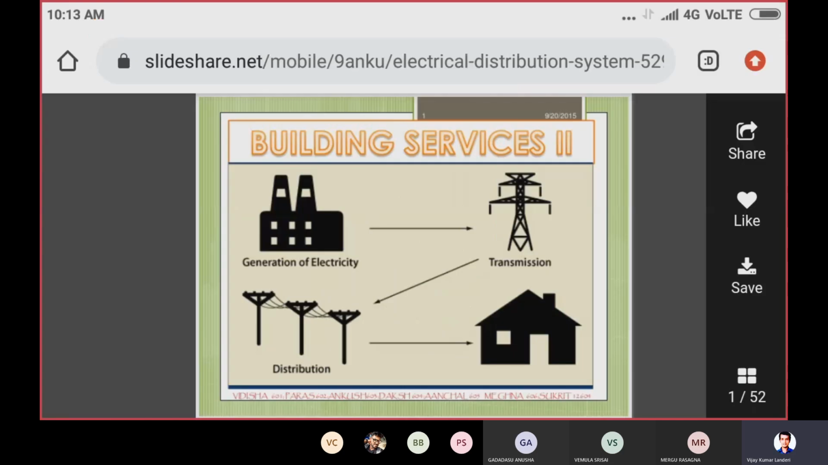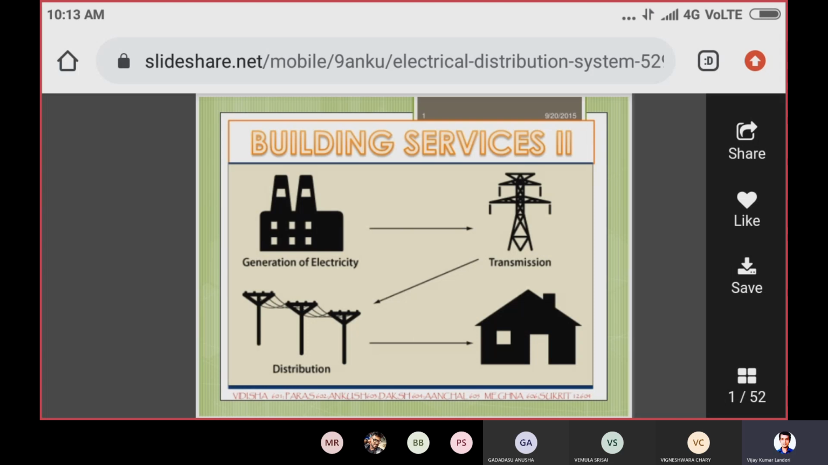So here you can find the diagram of building services. In that one, what you're observing there is that from the generation of electricity, the electricity is transmitted by the transmission system, and after the transmission system, the electrical energy is distributed to the consumer by the distribution system. The distribution system forms the main part of this. Whatever electricity has been generated has to be transmitted, and later it has to be distributed to the consumers.